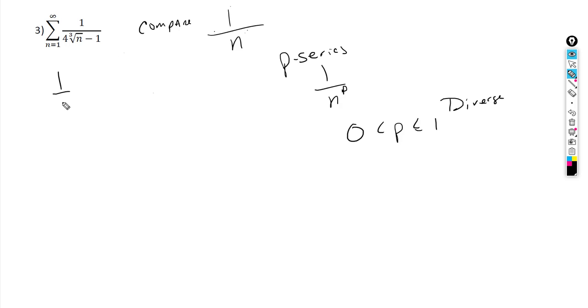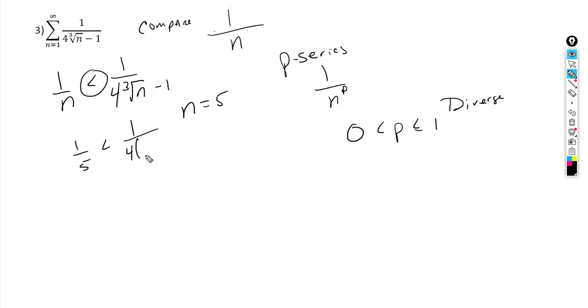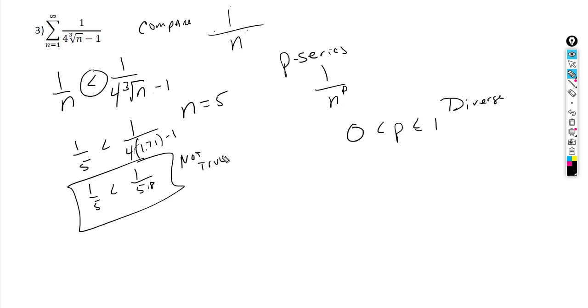And so then we know that 1 over n is going to be less than 1 over 4 third root of n minus 1. So let's say n was 5. Just to make sure we're on the right track, we need to check if this is less than or greater than. So 1 over 5 less than 1 over 4 times the cubed root of 5, which is about 1.71, minus 1. So 1 over 5 is less than 1 over, this is about 6.8, so about 5.8. This here is not true. Not true. So what is going on here?